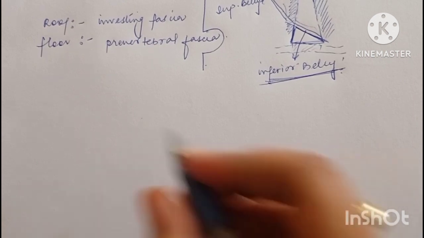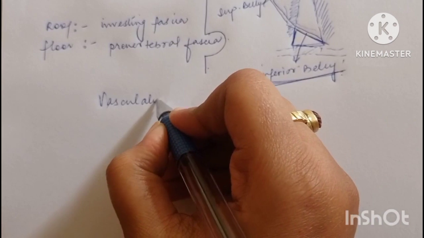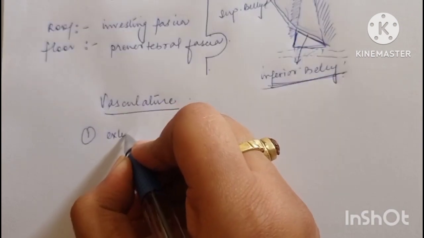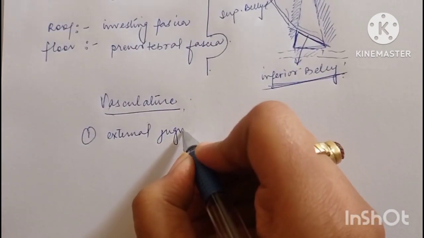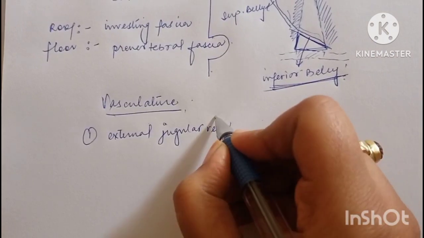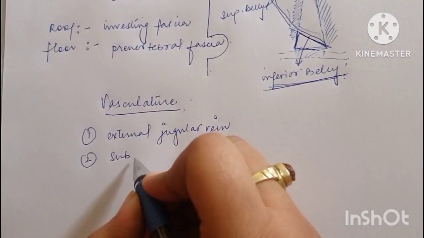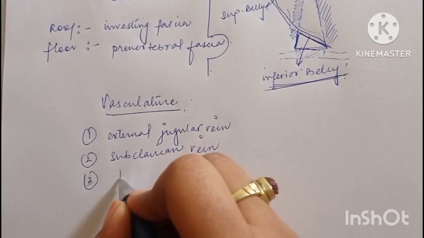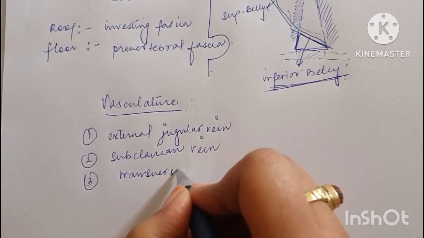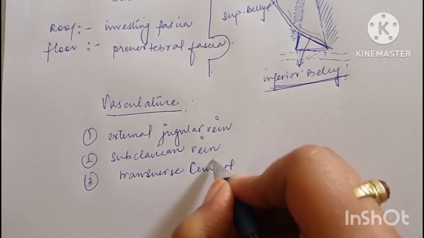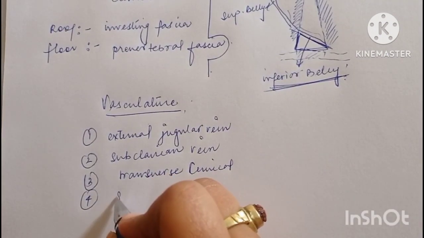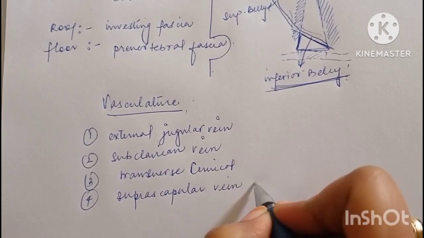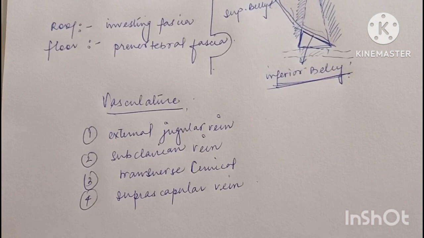Now let's come to the vasculature. Vasculature means the veins involved in this triangle. The first and very common vein is the external jugular vein. Next is the subclavian vein. Third is the transverse cervical vein. Then the suprascapular vein. So these are the veins involved in the posterior triangle.